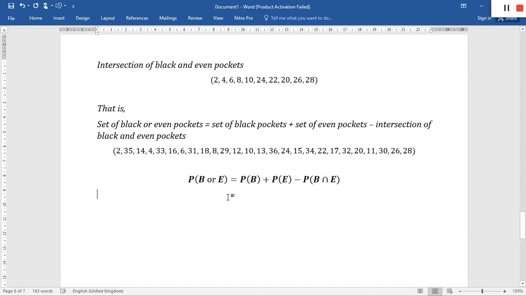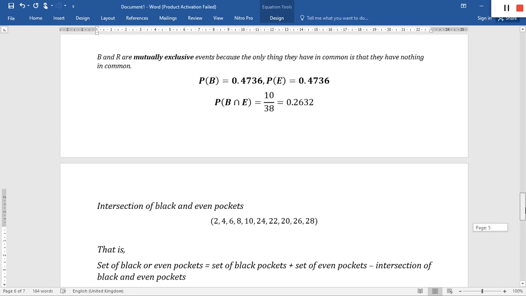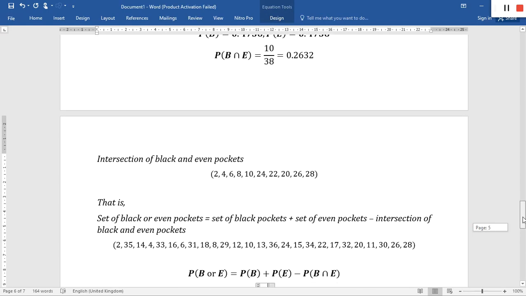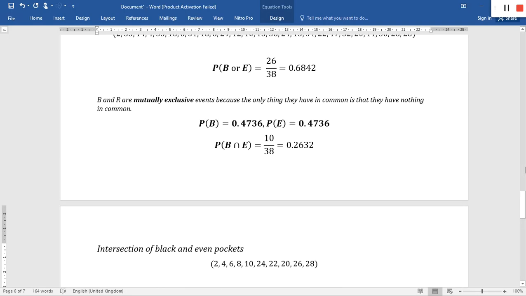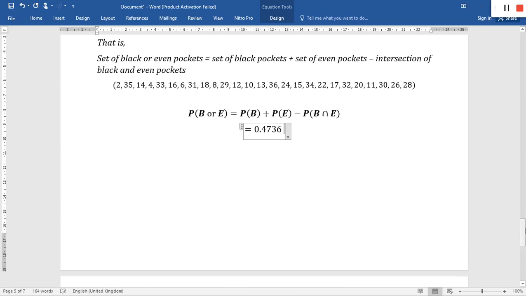So let's now get the values. The probability of a black, we already know to be 0.4736, and the probability of an even is also 0.4736. Are we sure? Yes, 0.4736 plus 0.4736, minus this, which is the intersection. This is what you have here.